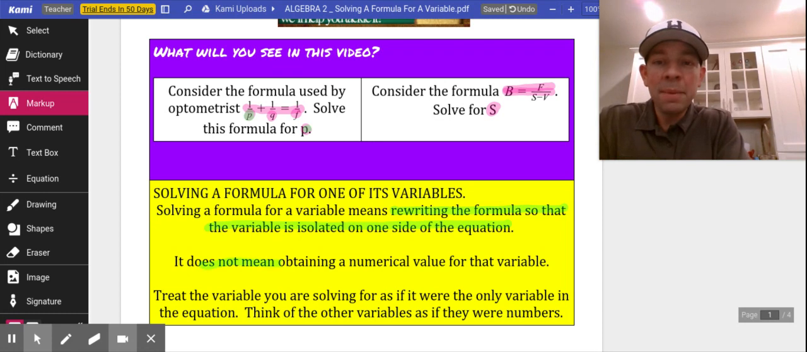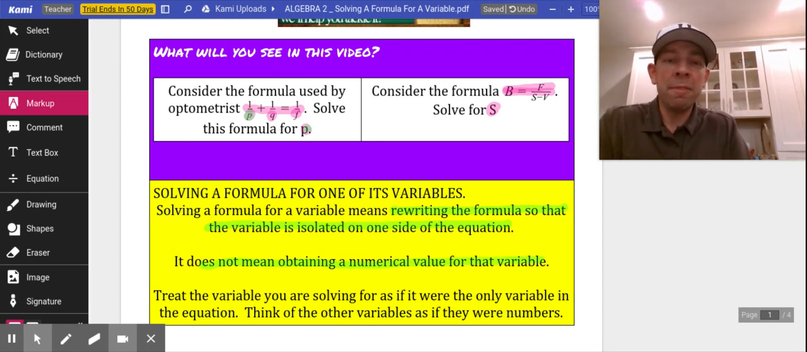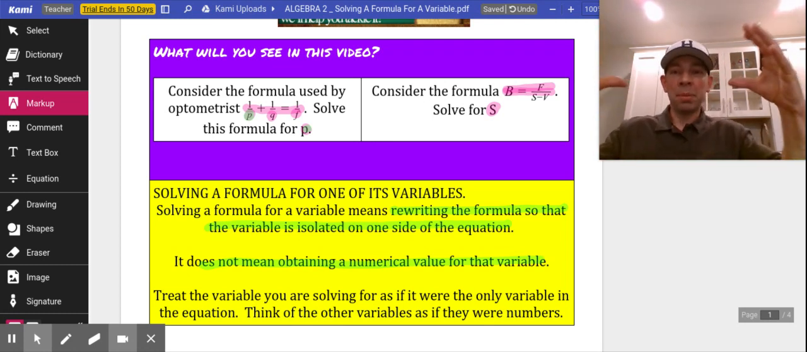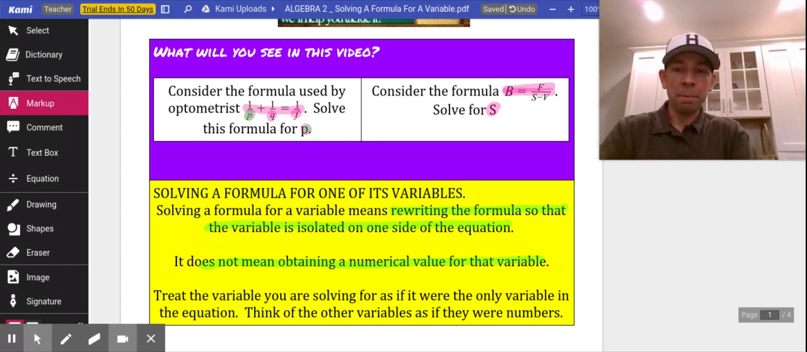Now, this does not mean that we're obtaining a numerical value for that variable. In other words, when we're all done today, we're not going to get x equals a numerical value or p equals a numerical value. It's not x equals 2 or p equals 5. Our final answer is going to be p equals blah, blah, blah, like this big formula.